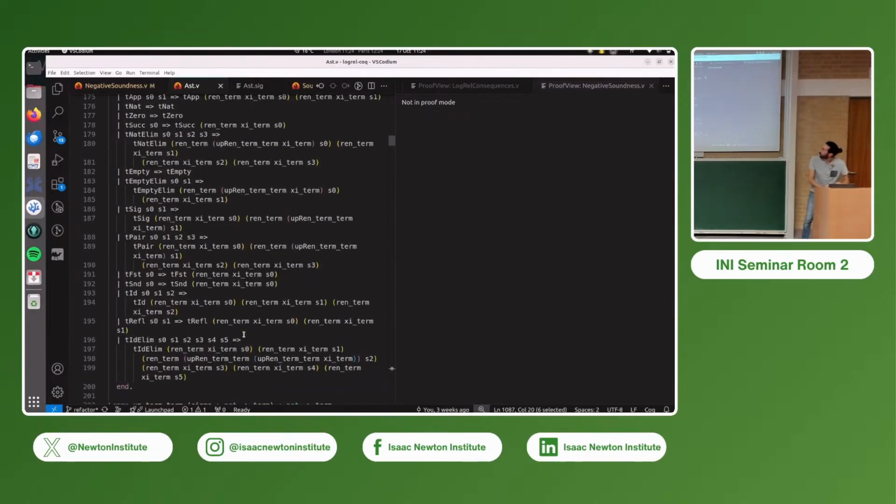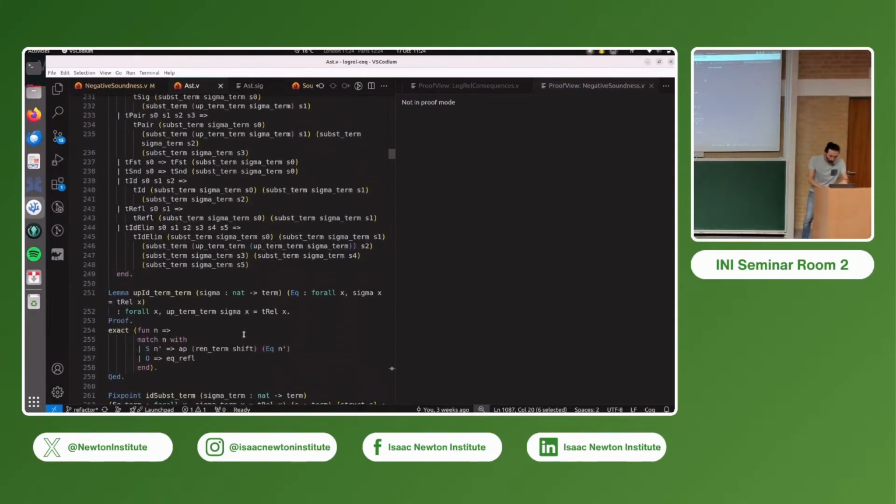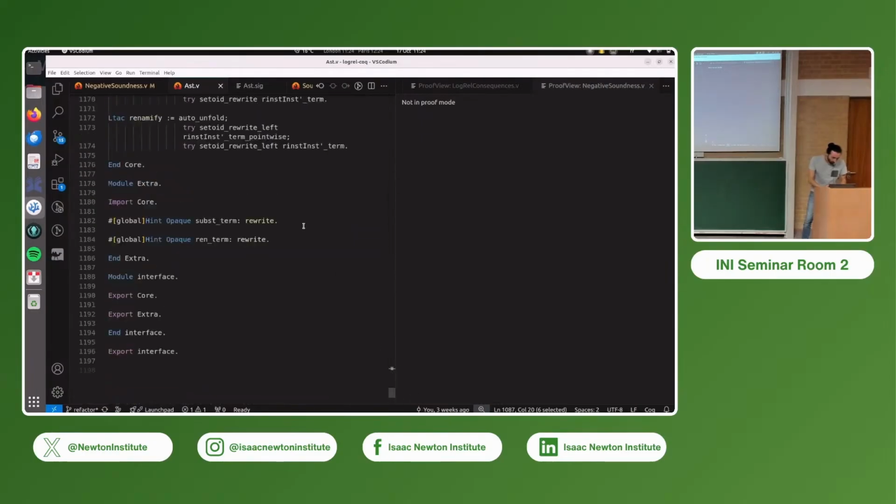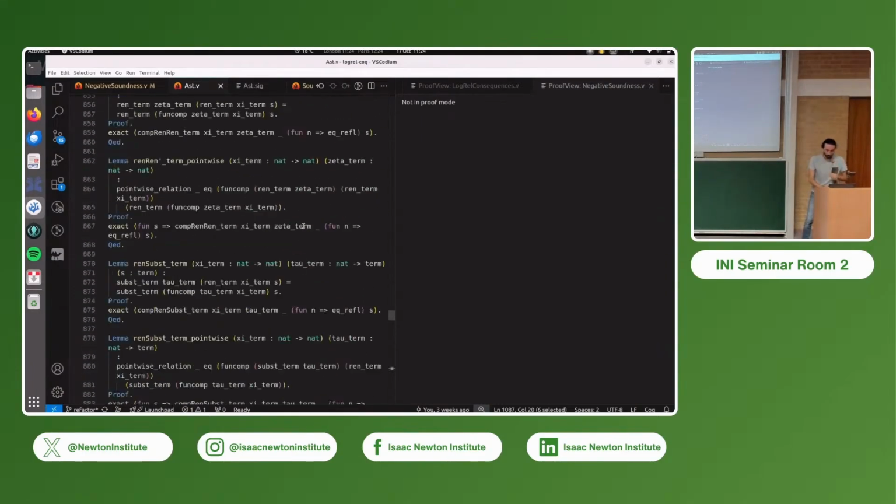So this is the definition of renaming. There's a definition of substitution there. And then there are like 1,000 lines of all sorts of equalities between these things. And this is all checked by Coq at the end of the day, so I don't really mind which side it sits on.